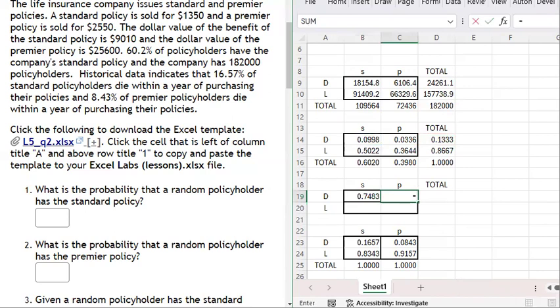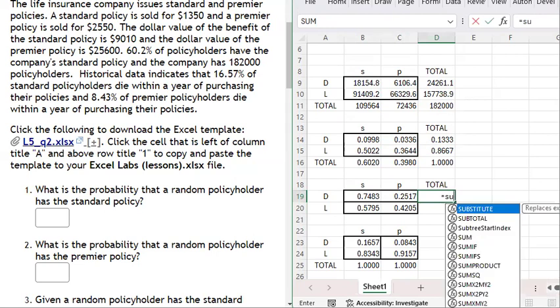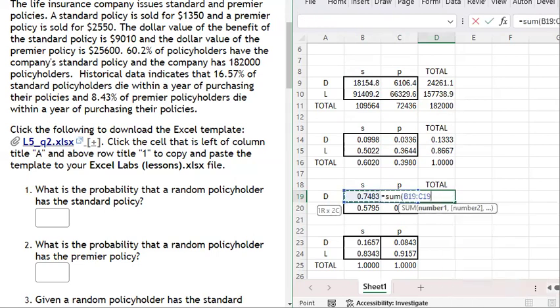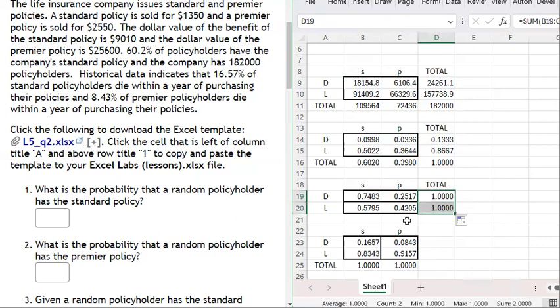And then I want to do the same thing here. I want to take this probability and divide it by this marginal probability, right? So I got the joint probability divided by the marginal probability. And then what I could do is I could just drag this down. And this is going to sum to 1, right? That's going to sum to 1. And the ones down here are going to sum to 1, right?